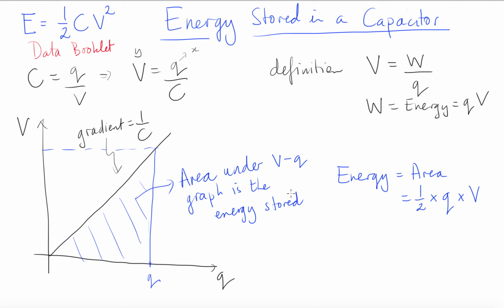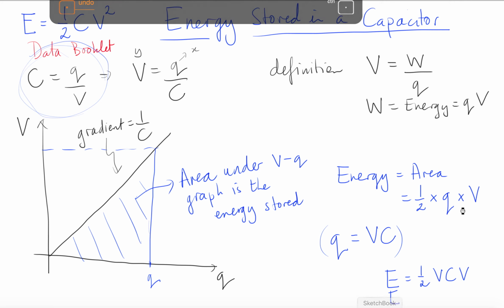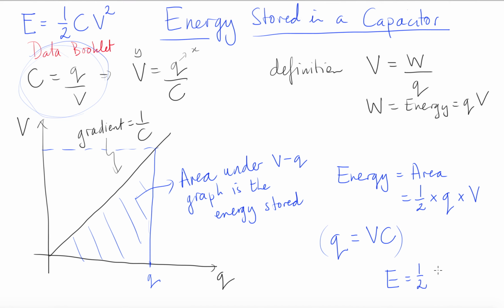Now we just want to rearrange this in terms of capacitance. So using the definition of capacitance, I'm going to substitute Q with V times C from the definition up here. So you get that the energy equals 1/2 times V times C times V, which is the same as energy equals 1/2 times the capacitance C times V squared.